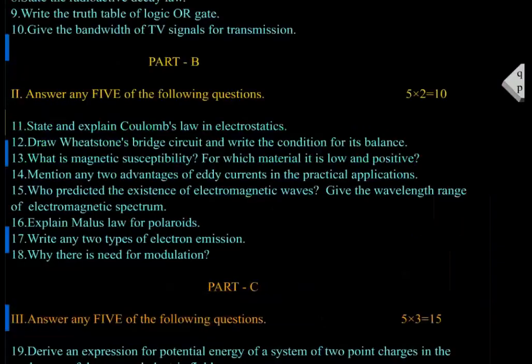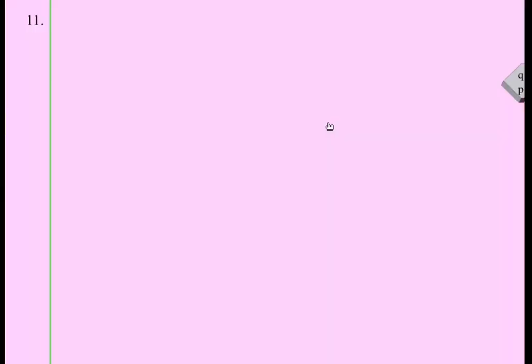Now let us discuss part B. That is, answer any 5 of the following questions. Look here, 1, 2, 3, 4, 5, 6, 7, 8 questions are there. Answer any 5 of the following. Each carries 2 marks. Look here, the 11th one, state and explain Coulomb's inverse square law in electrostatics.